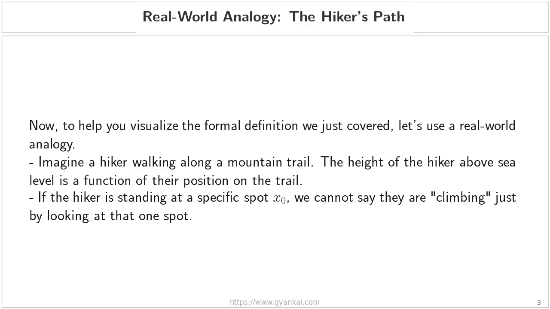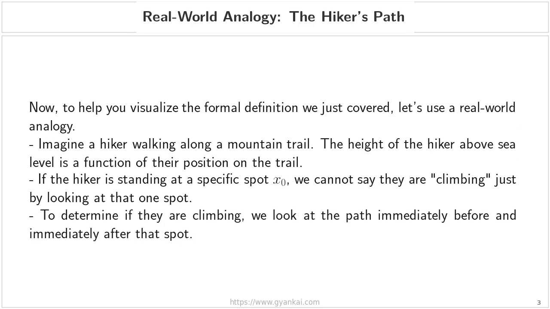If we only look at that one single point, we cannot logically say whether the hiker is climbing or descending, because as we discussed in the first slide, change cannot happen at a single isolated point. To determine if they are actually climbing, we must examine the path immediately before and immediately after that spot, essentially looking at a small window or interval around them, just as the formal definition requires.